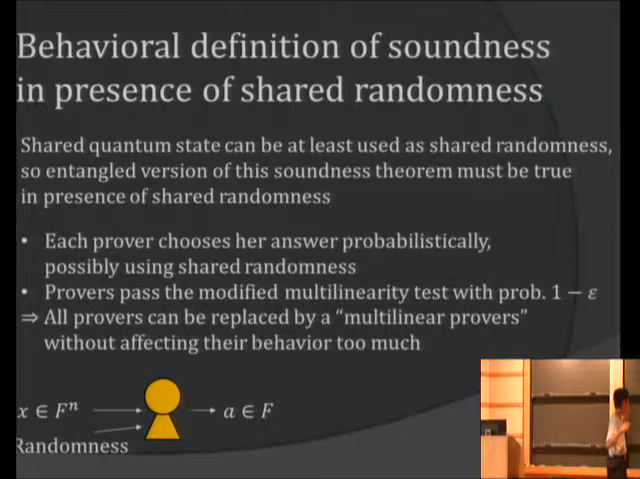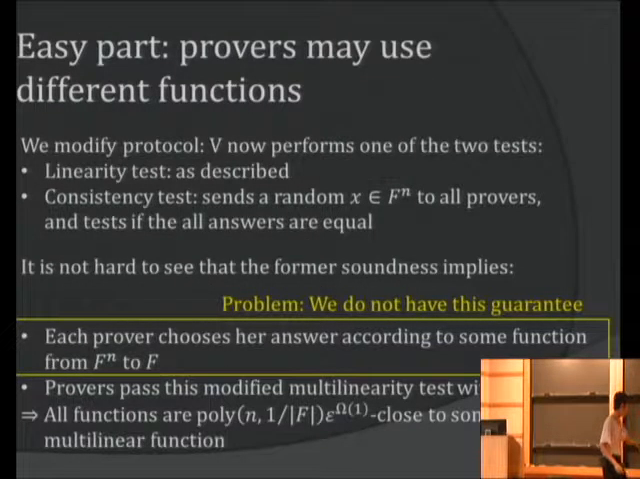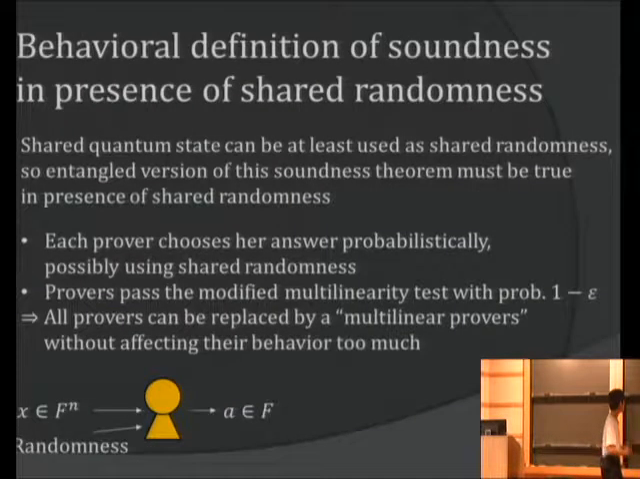Because now we can't say they use some common multilinear function, because they might use some probabilistic mixture of multilinear functions, and the verifier has no chance to detect that. So we need some way to state this conclusion nicely, in a way that extends to the quantum setting.